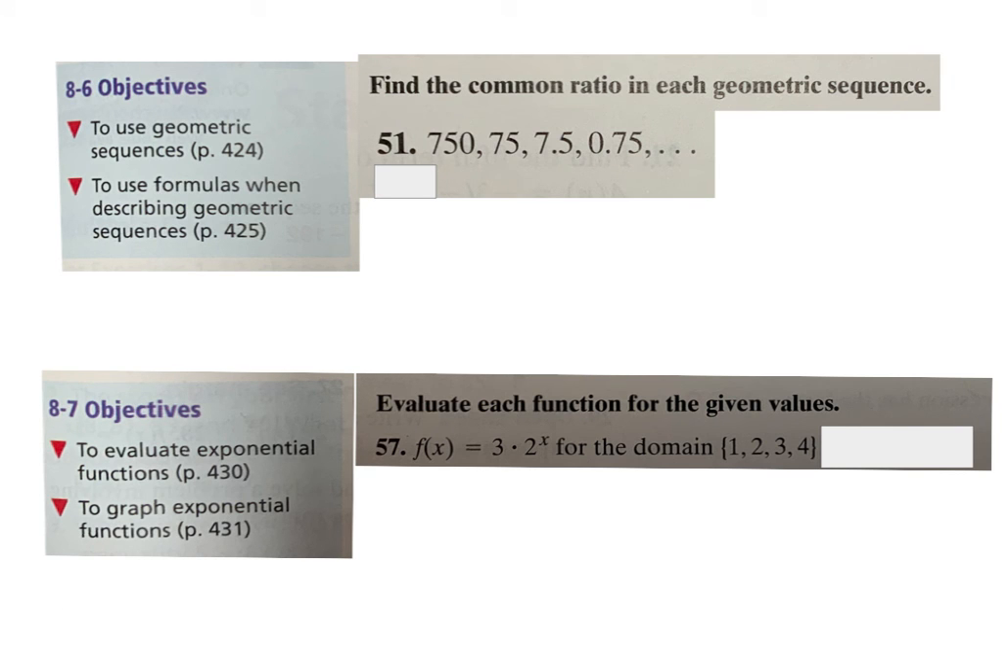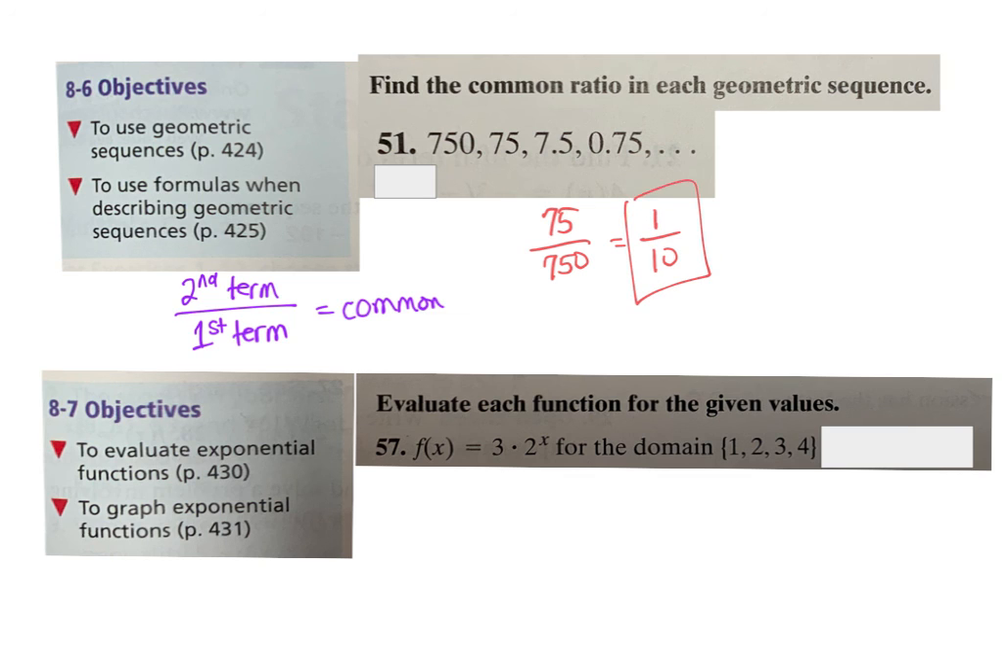For a geometric sequence, we talked about common ratios, and then finding the formula for your particular geometric sequence that you've been given. If you want to find your common ratio, you're going to take your second term and divide it by your first term. And that will give you your common ratio. So for this one, I would take 75 and divide it by 750. And when you do that, you're going to get 1/10, which would be your common ratio here.